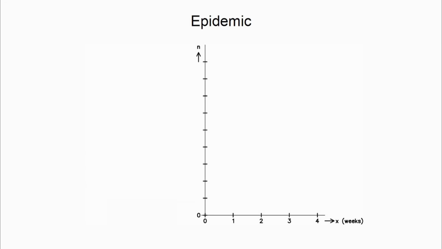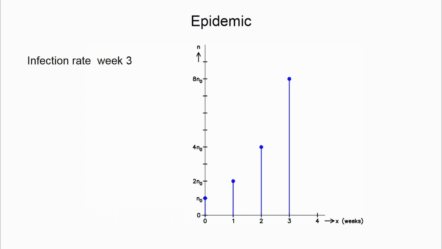In the population as a whole, at the start of this period, the number of persons already infected is assumed to be N0. After 1 week there are 2 times N0 infections, after 2 weeks 4 times N0, next 8 times N0, 16 times N0, etc.